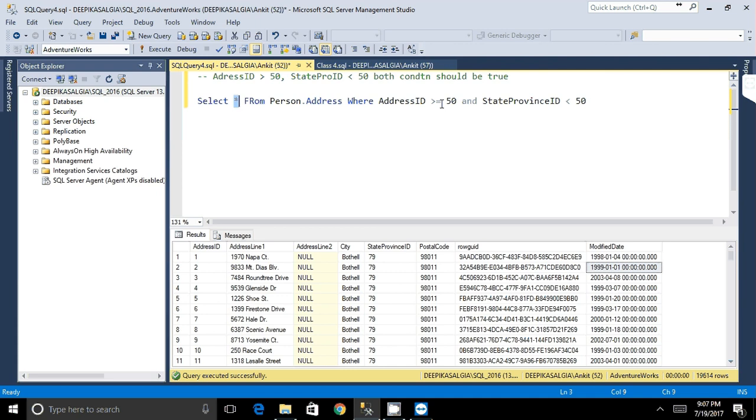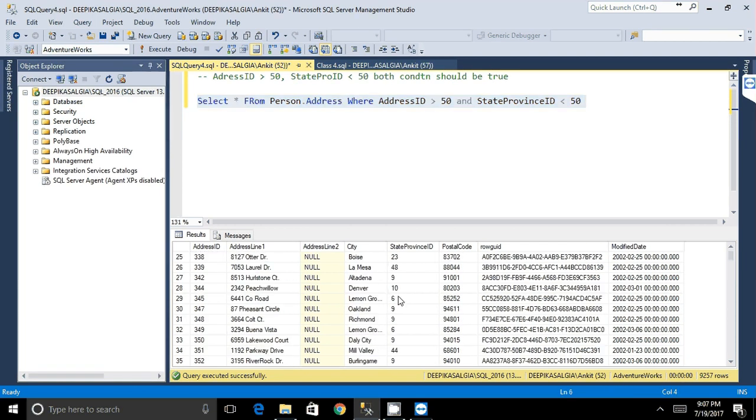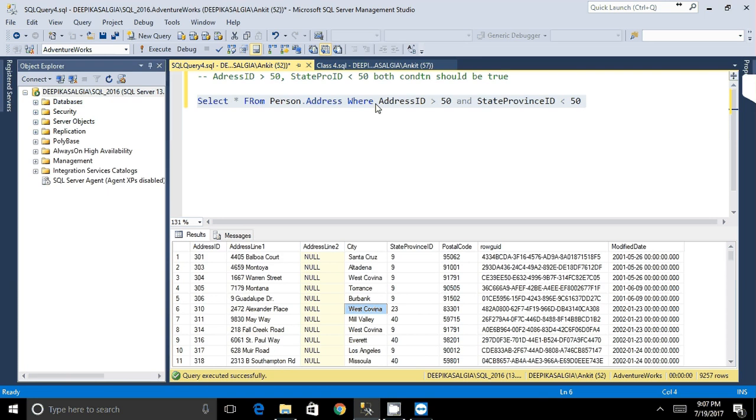But do you think I need to have an equal to in here, or no? No. Yeah, right. I don't want 50 to be included. Yep, that's okay. But I just need address ID greater than 50. So I say where address ID greater than 50 and state province ID less than 50. And you need to have the AND condition in here because I want both conditions to be true. So if I run the query now, I will be getting only those addresses where both the conditions are true.